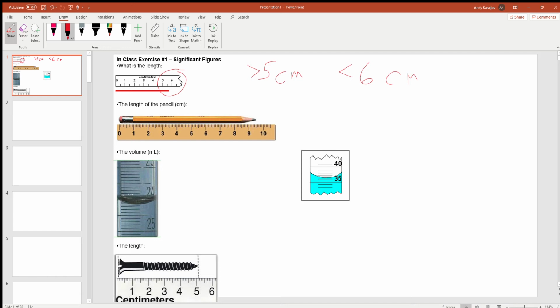Now, we do have graduations every 0.5, and clearly we can see that it's actually a little bit above 5.5. But because we don't have graduations every single tenth, we can't estimate digits any further. So we're going to find that this is somewhere between 5.5 and 6 centimeters, and we might say that the line here is around 5.7 centimeters.